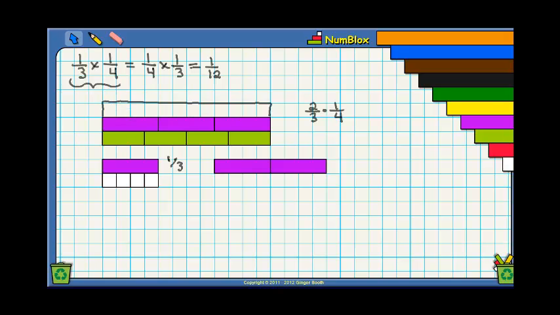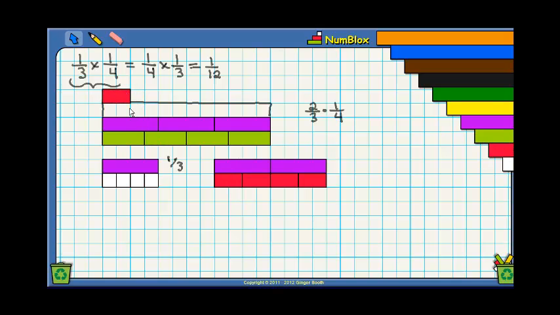If I get rid of this guy right here now, because I'm working on a new problem, I already have them down there. Notice that here's my unit, and I've got 1, 2, 3. So 2/3 of the full unit is 2 of these guys. Now I want 1/4 of this. So let's split this up into fourths, which I can do with this red block. Kind of cool. And so I want 1/4 of this 2/3. So I want one of these guys.